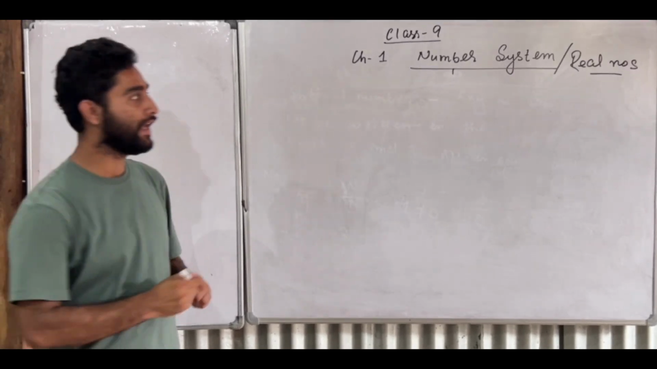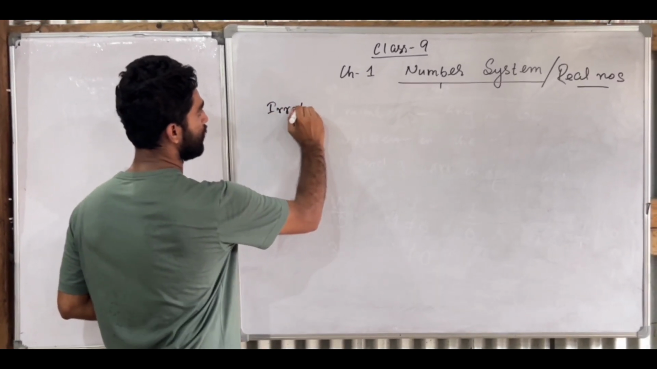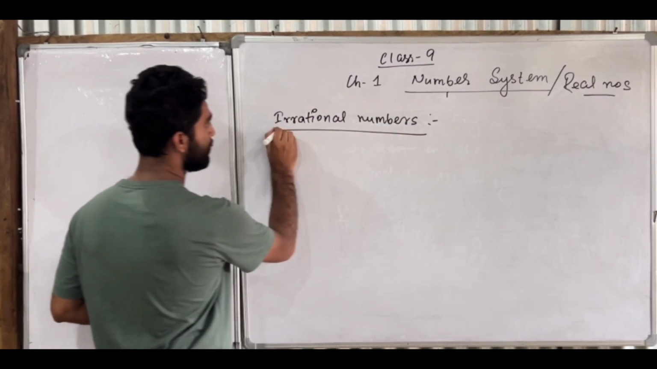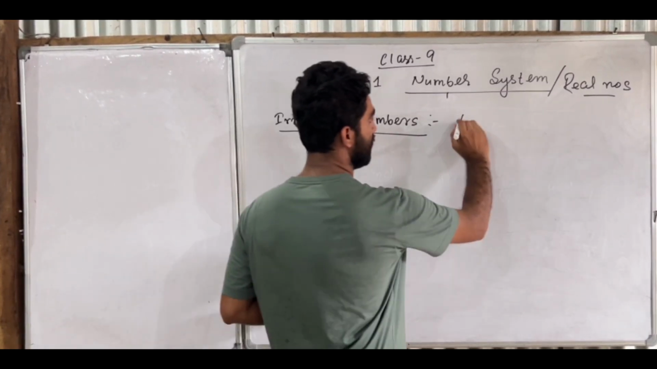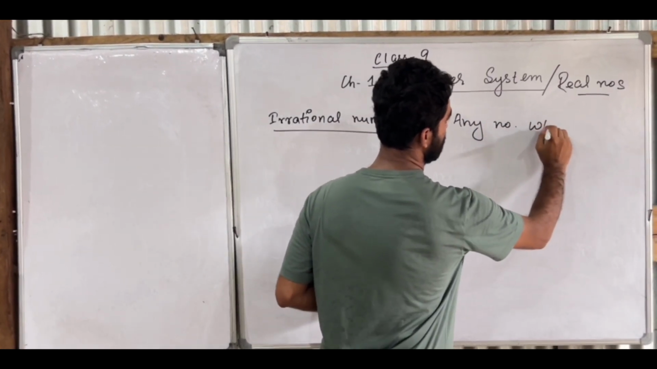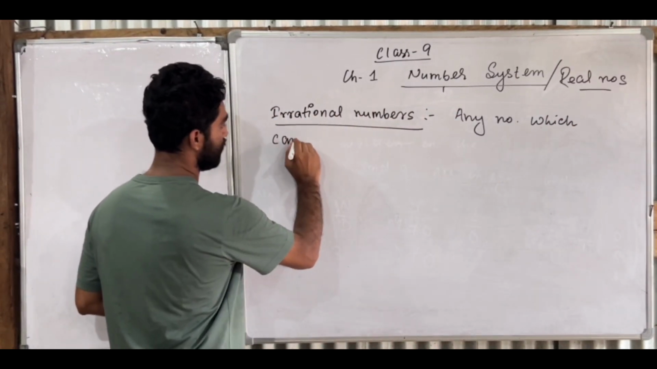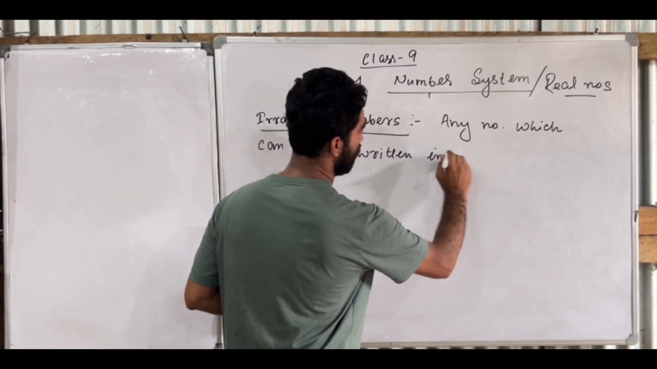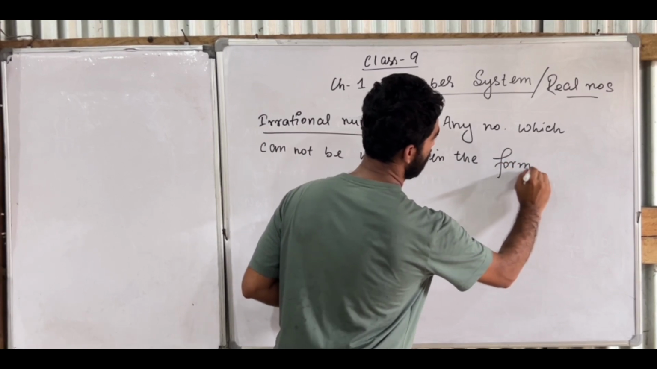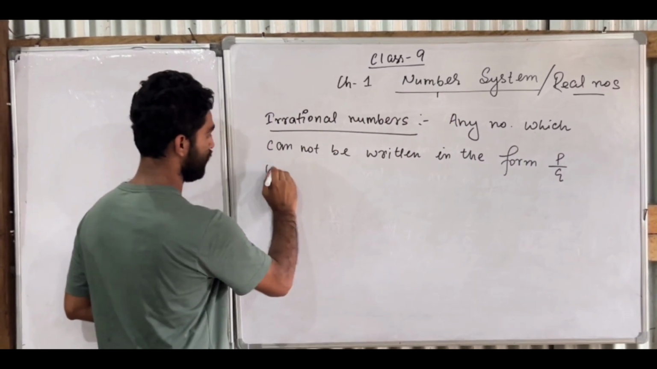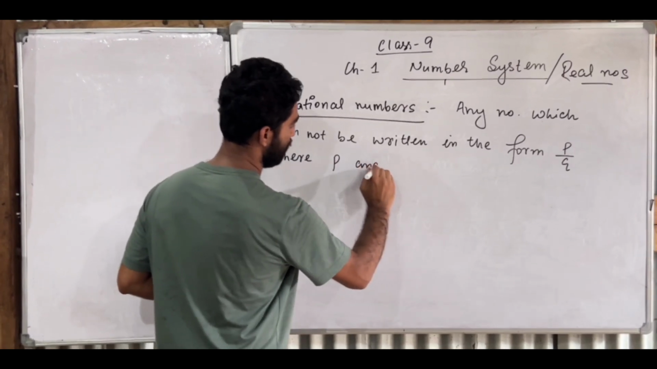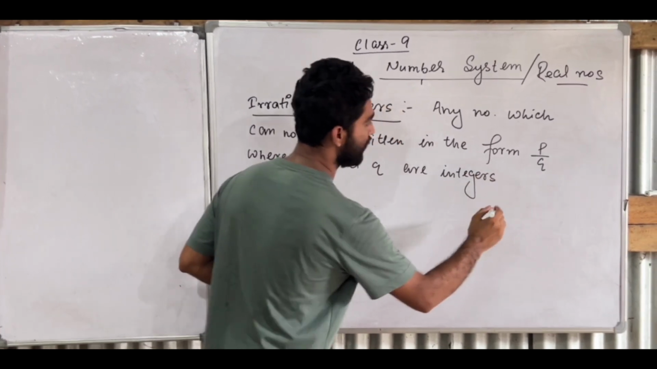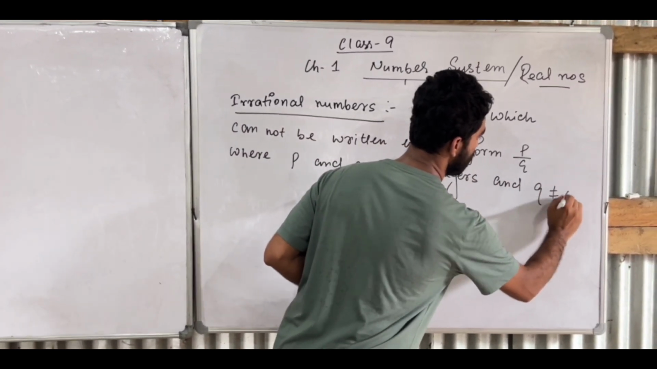Then next, irrational numbers. Irrational number means any number which cannot be written in the form P by Q, where P and Q are integers and Q should not be equal to 0.